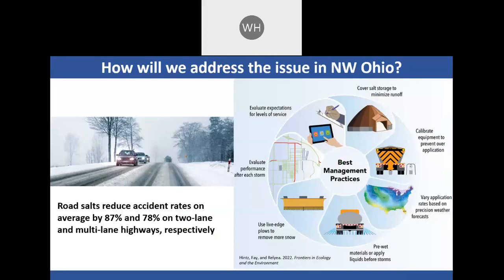And so one way is to leverage a series of best management practices here that you see on the right. And many of you probably are engaging in these best management practices, but if you can leverage as many of these as possible, the use of live edge plows, anti-icing, calibration is a huge thing. You can save so much material and money by leveraging these best management practices that we can really reduce the amount of salt going into freshwater ecosystems. And I think that right now is probably our best bet. We have to do this on a massive scale, however, because road salts, like I said, they reduce our accident rates and they keep you, me, our friends, and our family safe.